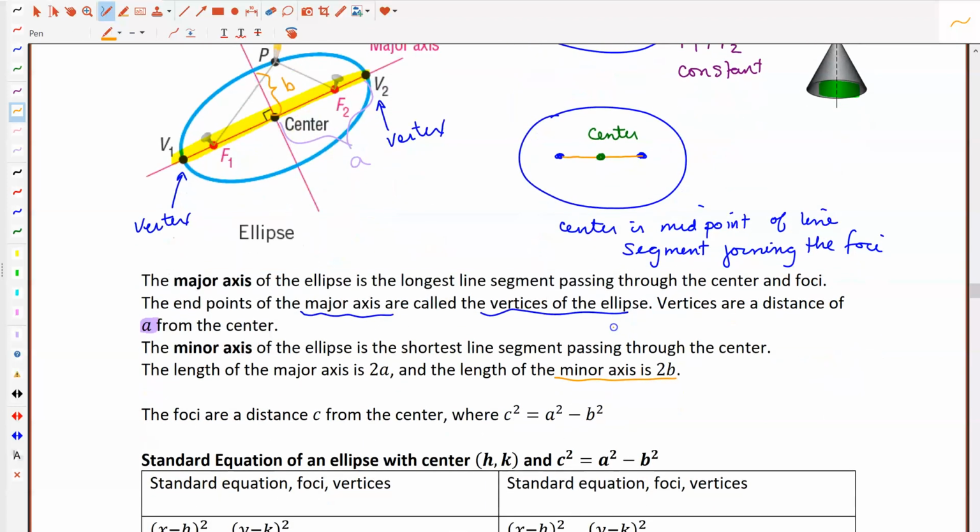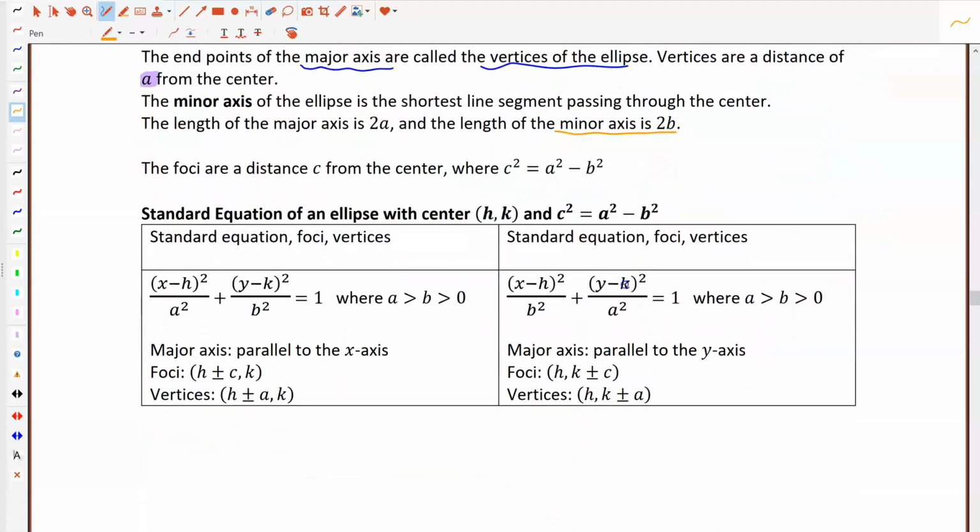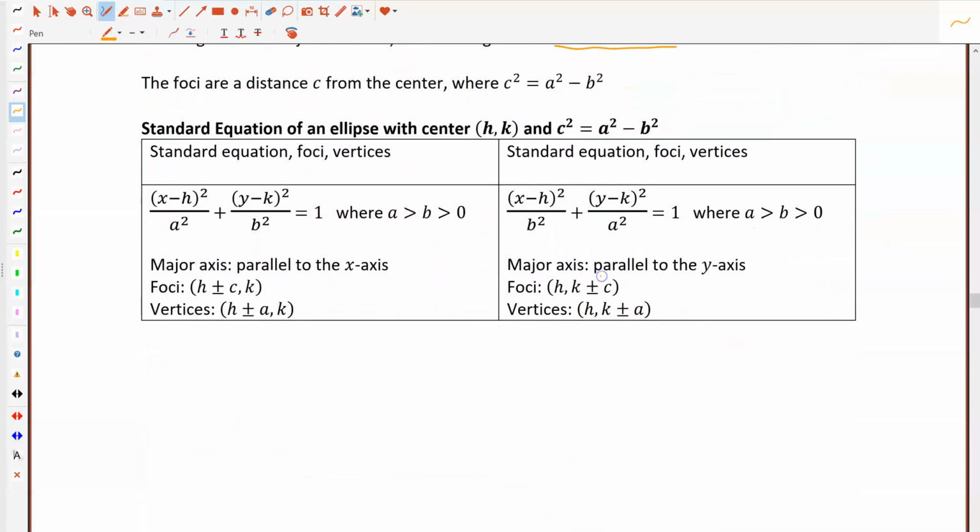The last major piece of information was what's going on with these foci. The foci are going to be a distance C from the center, where C squared is equal to A squared minus B squared. Right, so let's summarize some of the stuff that's going on with an ellipse, and then we'll look at some examples.